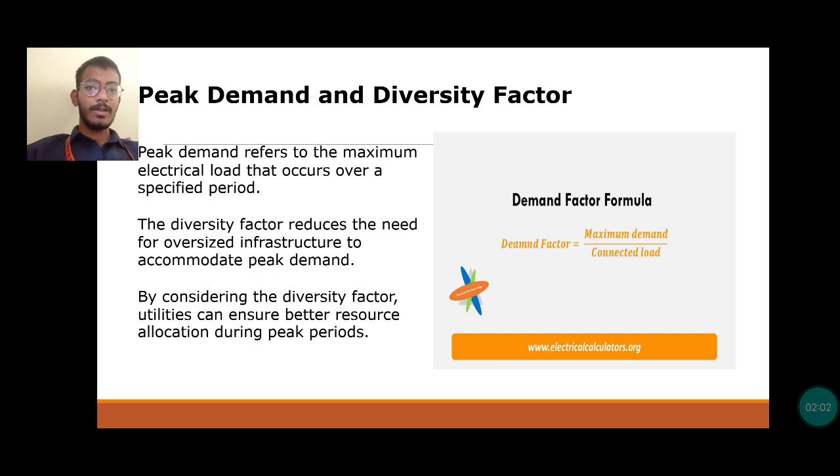Peak demand and diversity factor. Peak demand refers to the maximum electrical load that occurs over a specified period. The diversity factor reduces the need for oversized infrastructure to accommodate peak demand. By considering the diversity factor, utilities can ensure better resource allocation during peak periods. Demand factor formula: demand factor equals maximum demand divided by connected load.